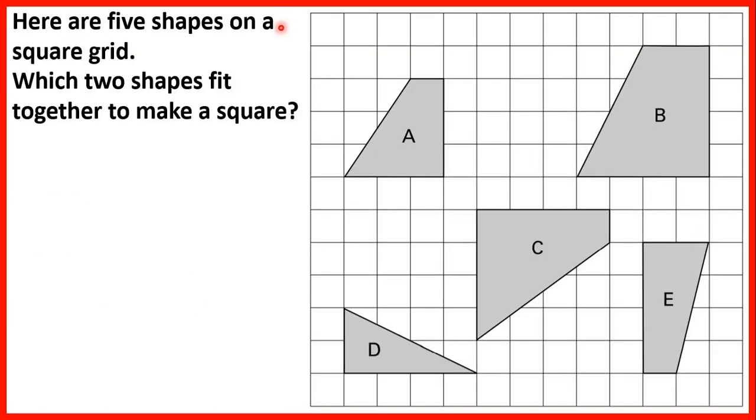Here are 5 shapes on a square grid. Which 2 shapes fit together to make a square? So we know that with a square, we have a 4-sided shape where all sides are the same length. And to fit 2 shapes together, we might need to rotate shapes. So here, if we take shape D and rotate it, we can see that that fits together with shape B to make a square, because it means that all sides are the same length. All sides are 4 squares long. So the 2 shapes are B and D.